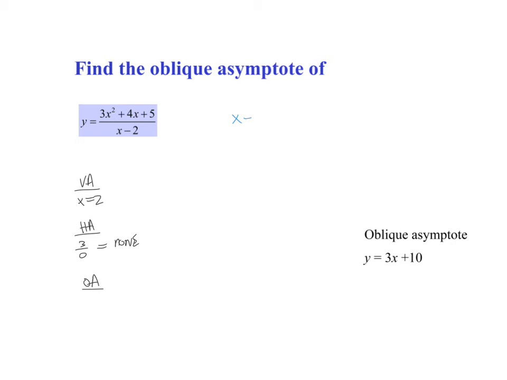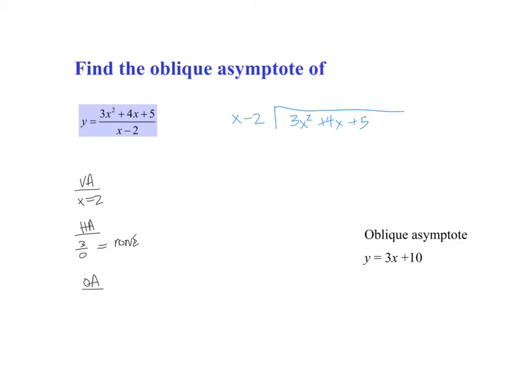We'll put that on the inside of the long division, so we'll have x minus 2 divides into 3x squared plus 4x plus 5. So we don't have to do the entire long division, we just need to get the linear equation part out of it. So let's do this entire question, then I'll explain that more in detail.